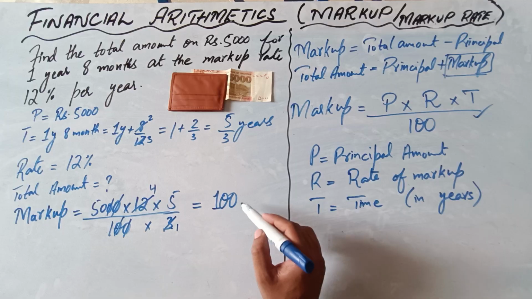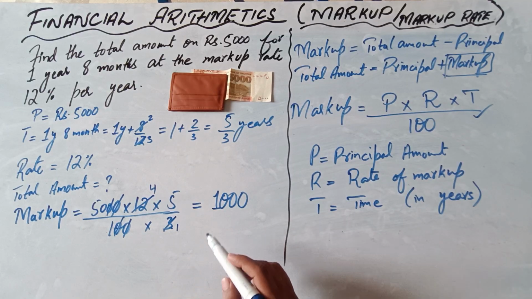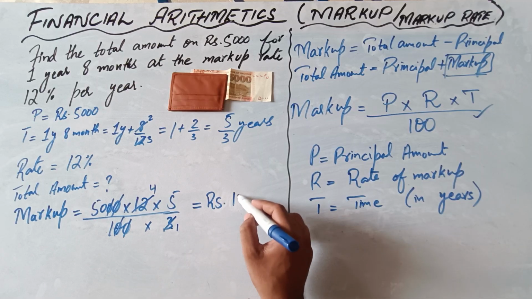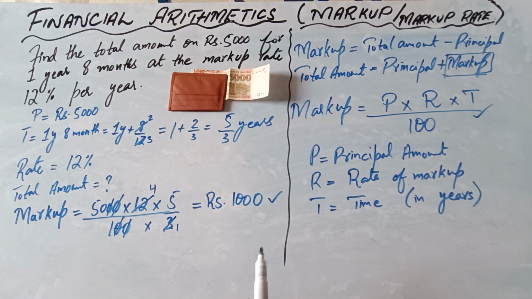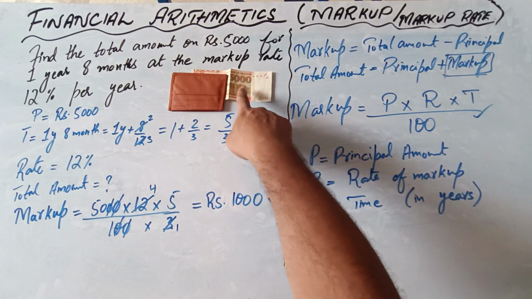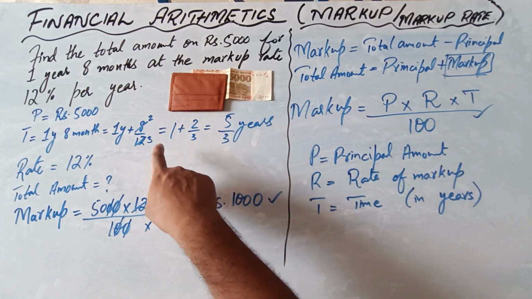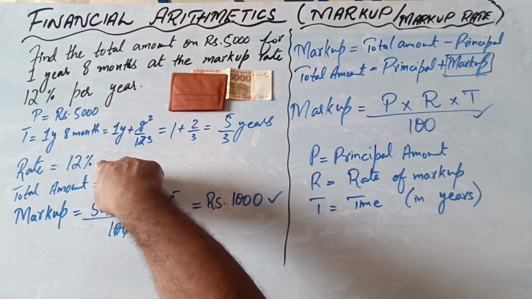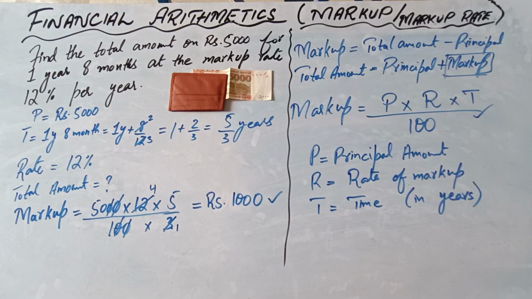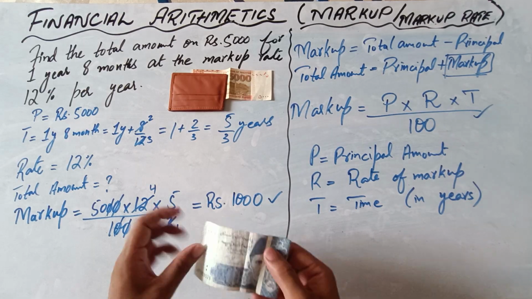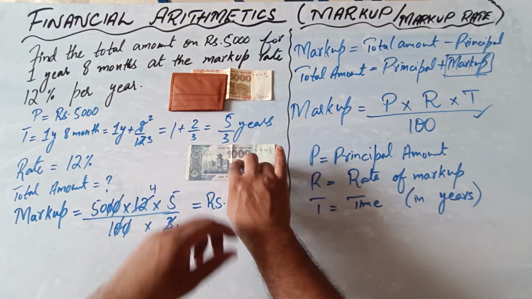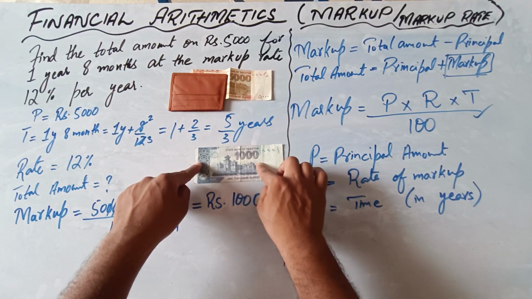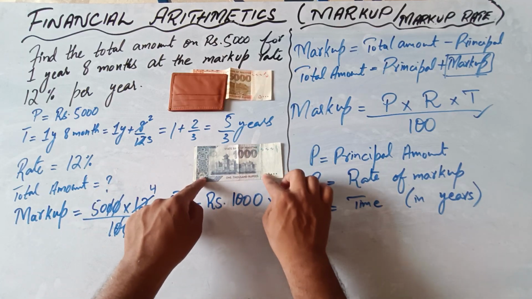And we are left with 1, 0. It means that 1,000. So the markup amount would be rupees 1,000. Rupees 1,000 is the markup amount. It means that if I invest 5,000 rupees for 1 year and 8 months, and they are giving me 8% per year, then I will get 1,000 rupees as a markup amount. So this is my markup amount. I have invested this for 1 year and 8 months at this rate, and I am getting 1,000.